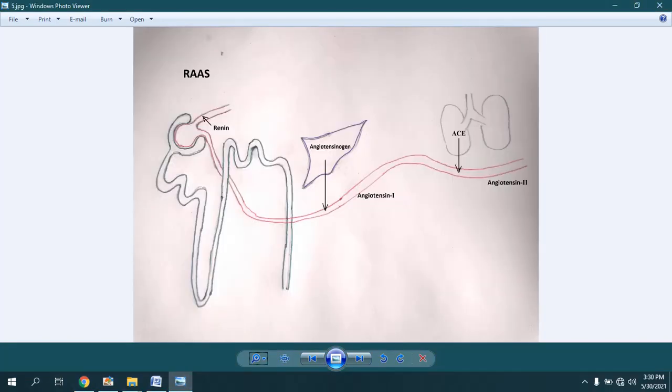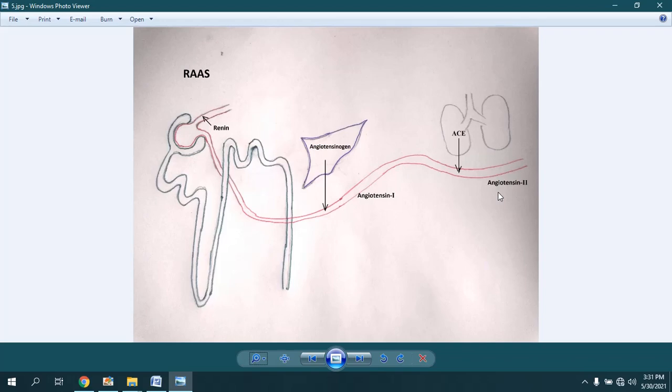One more thing I am going to show you, that the ACE is present in large amount inside the lungs, inside the endothelial cells of the lungs. So nowadays some drugs are used to decrease the blood pressure, and those drugs are the ACE inhibitors. When those drugs inhibit the ACE, the angiotensin II formation will be stopped. When the angiotensin II formation is stopped, the blood pressure will be decreased automatically.